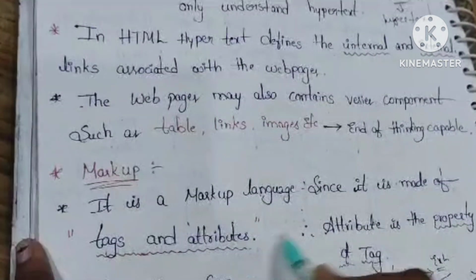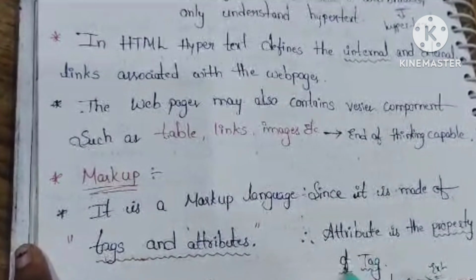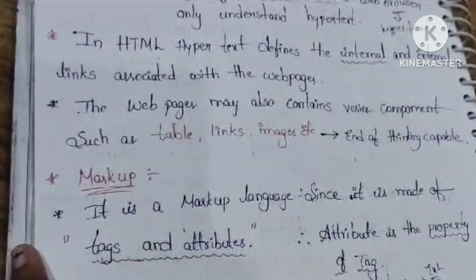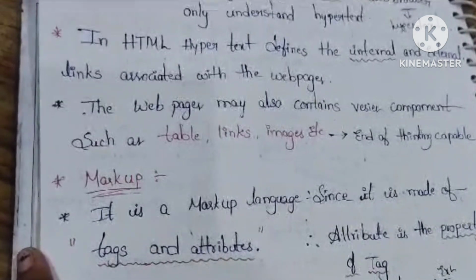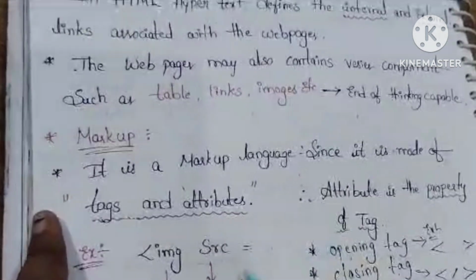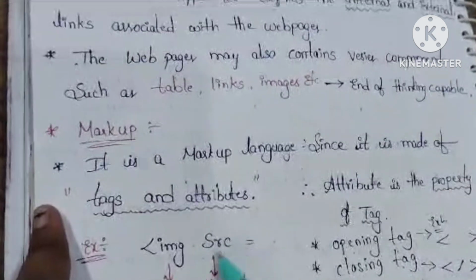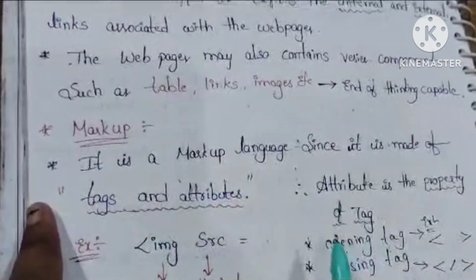What are tags and attributes? Here we see that an attribute is a property of the tag. In this example we see img and src. src is nothing but source. So the img is the tag, and src is the attribute.